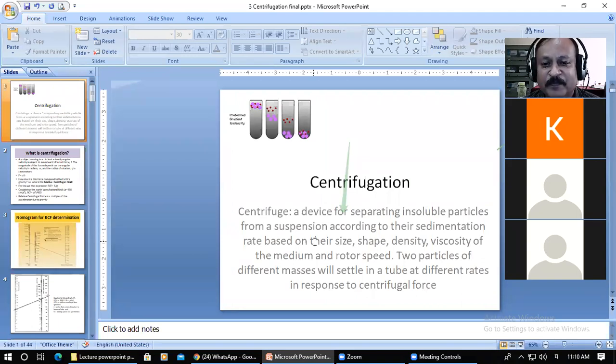Is it okay? It is also dependent upon the viscosity of the medium, because if the medium is too viscous, you would require a larger centrifugal force to separate the particles. It also depends upon the speed of the rotor, or the RPM. Do you know this word RPM? Revolutions per minute. That is nothing but the speed of the rotor, or velocity, you can say.